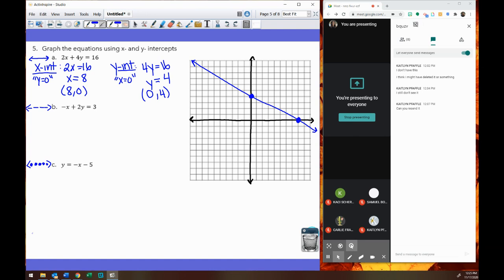You're looking for your x-intercept or your y-intercept? So your x-intercept, the y can move away. So then you have negative x is equal to 3. So you want to know what positive x is. So negative x equals 3. Positive x equals what?